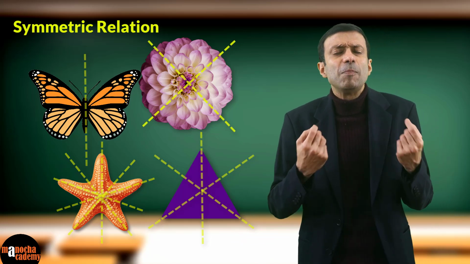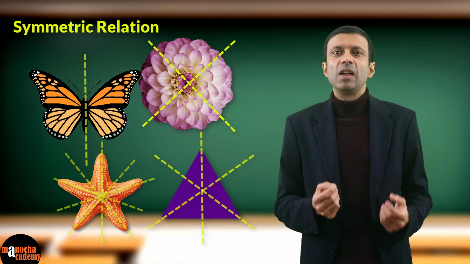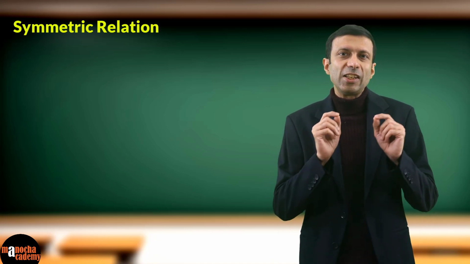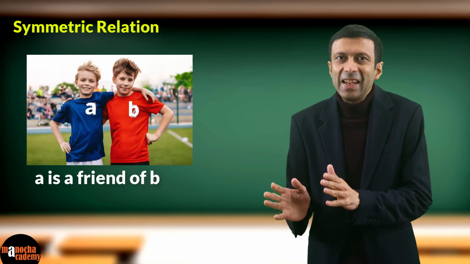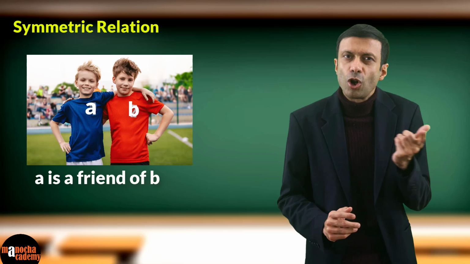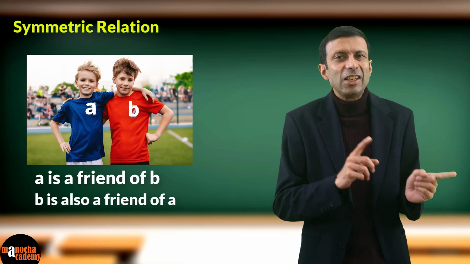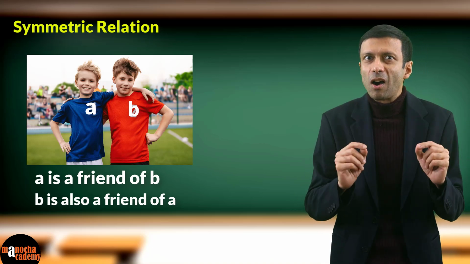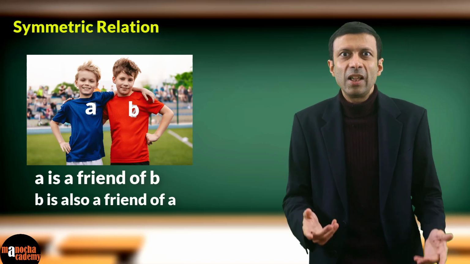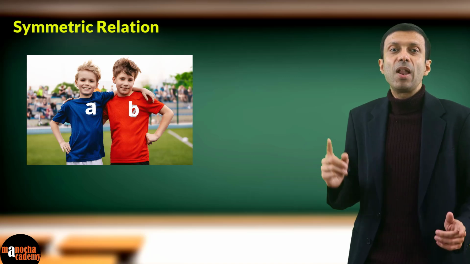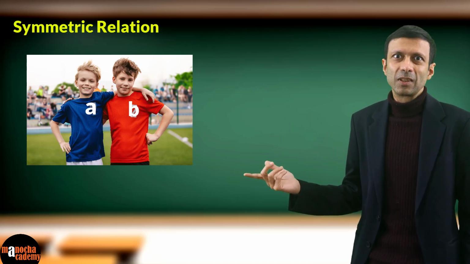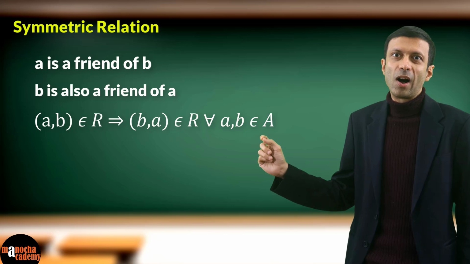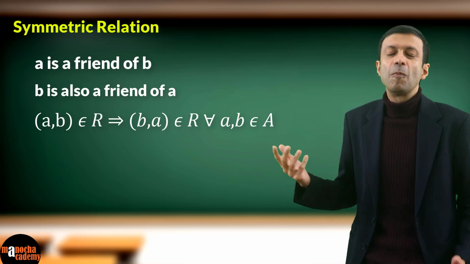So guys, what is a symmetric relation? For example, if we consider the students in a class and we have a relation 'is a friend of'. If A is a friend of B, then B should also be a friend of A, right? So can you see that the relation is symmetric? A is a friend of B, so B is also a friend of A. A relation R on set A is called a symmetric relation if A is related to B implies that B is also related to A. In maths notation, we write it like this: (a, b) belongs to R implies that (b, a) belongs to R.